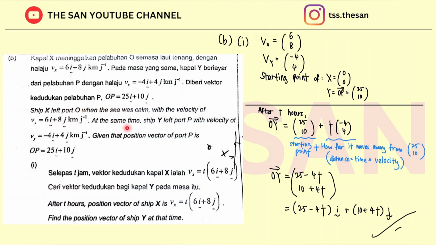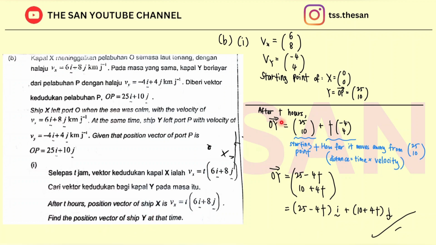So now at the same time, ship Y left port P with velocity of this, and given that the position vector of port P is this, that means Y starts from this point. So the starting point of Y is this, and the velocity of Y is this. So now after T hours, the position vector of X is this one. So find the position vector of Y at that time.